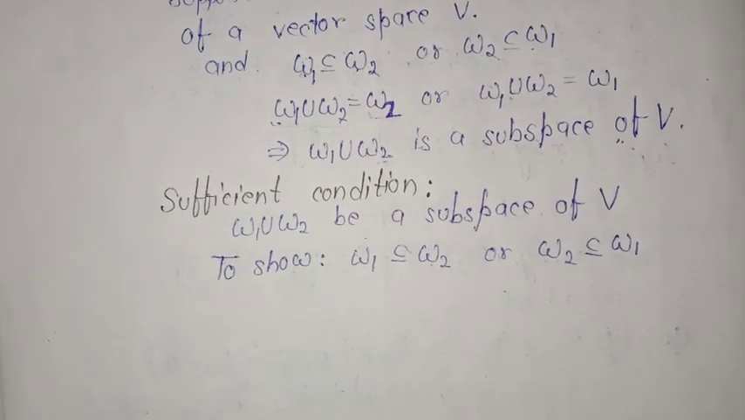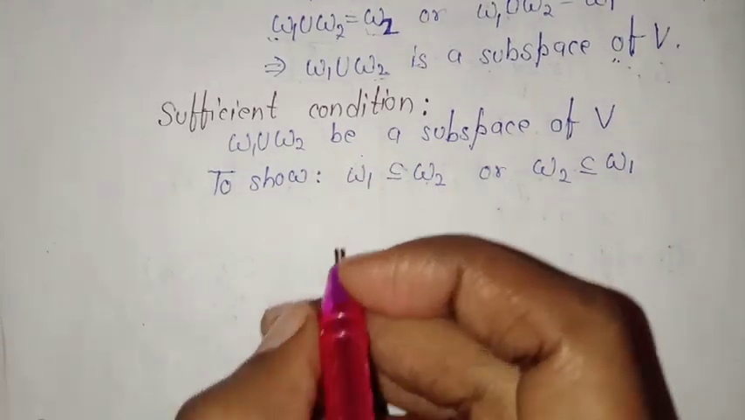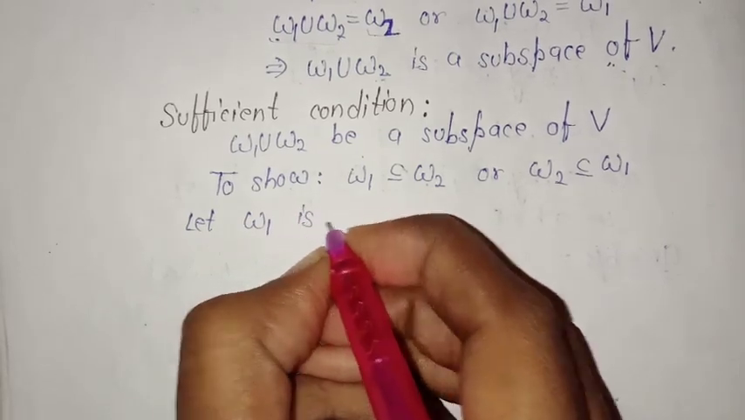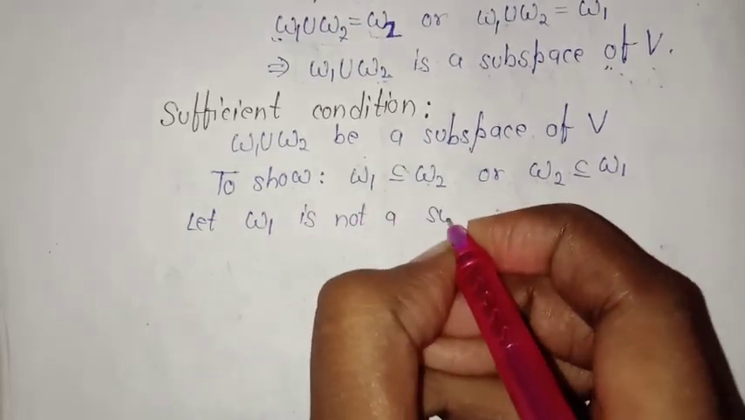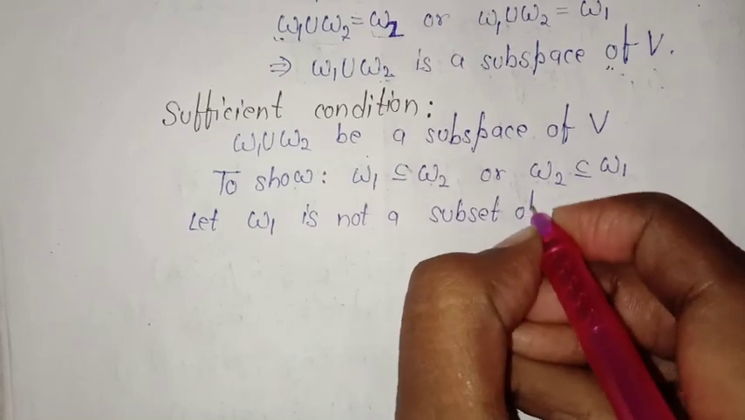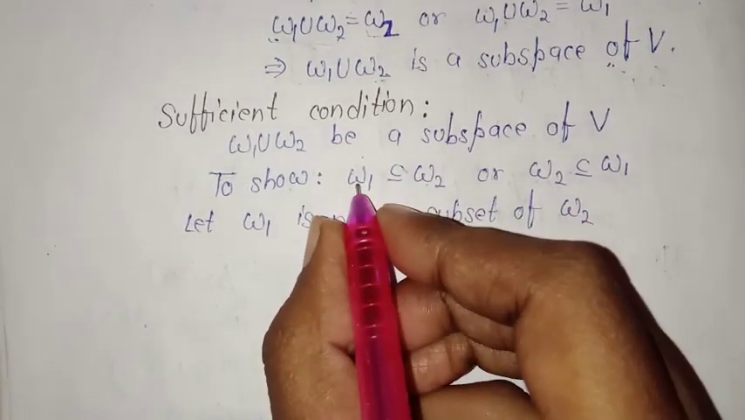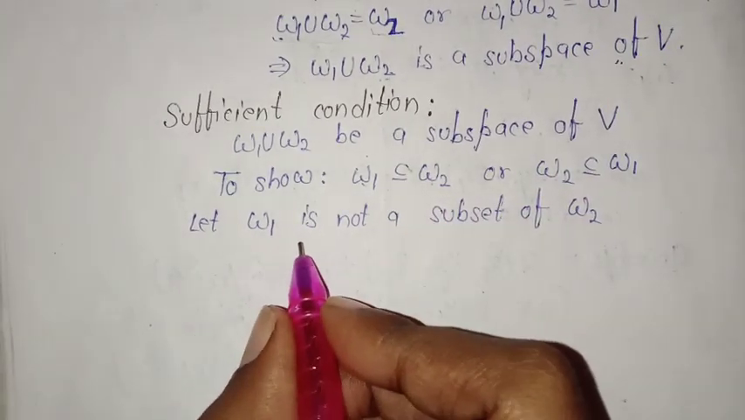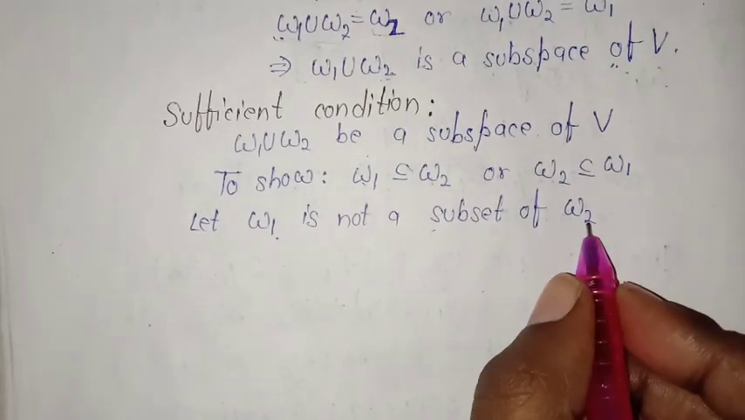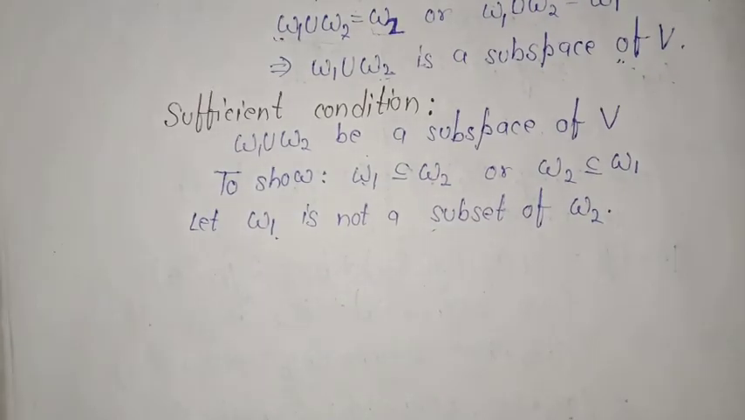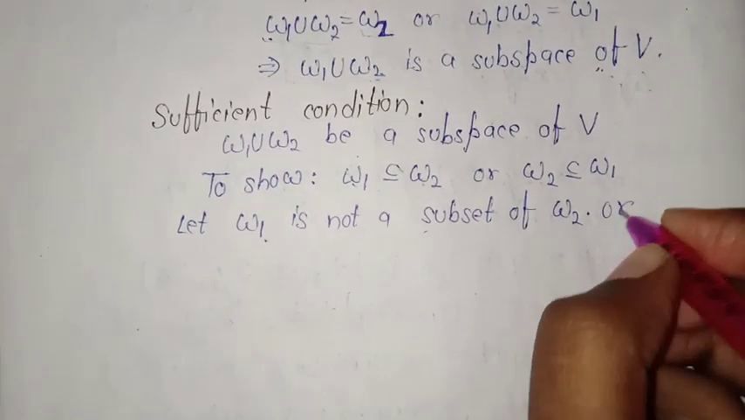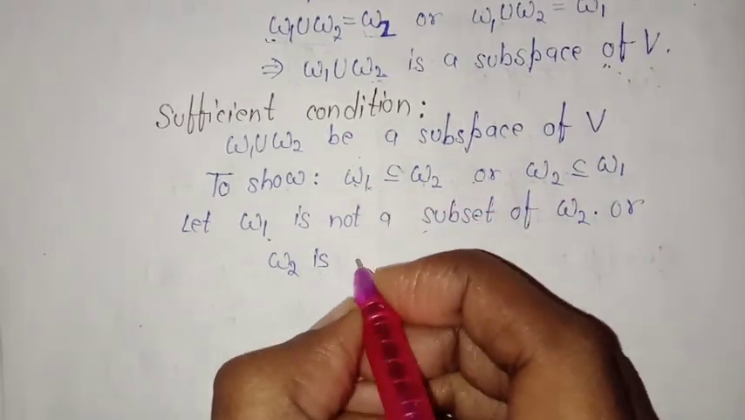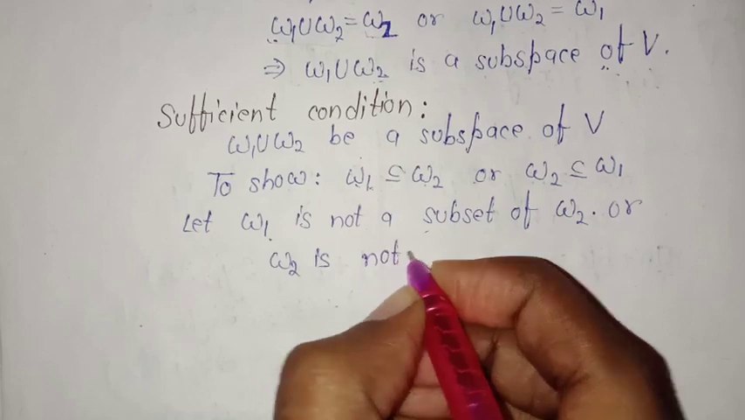Now we will prove this theorem by contradiction. So let W1 is not a subset of W2. If we prove it for one of them, then similarly for the second one we can also prove. So I am proving for W1 and W2 that W1 is not a subset of W2, and W2 is not a subset of W1, because we are taking both the conditions together.